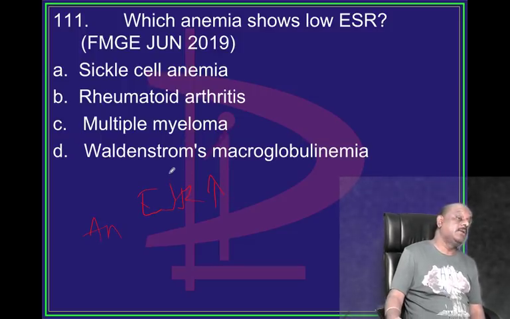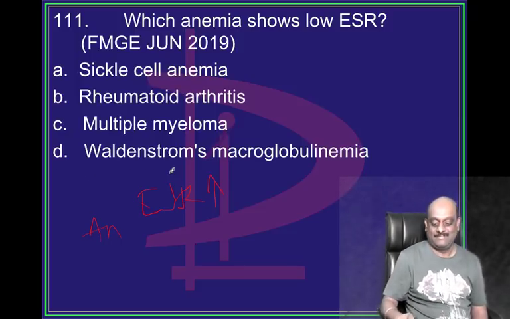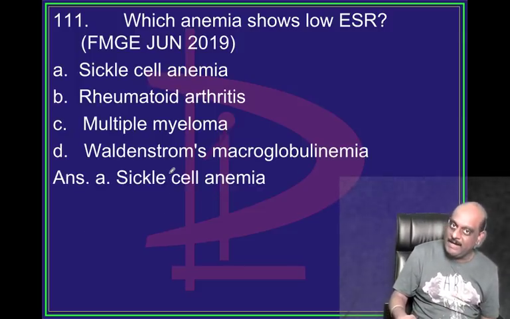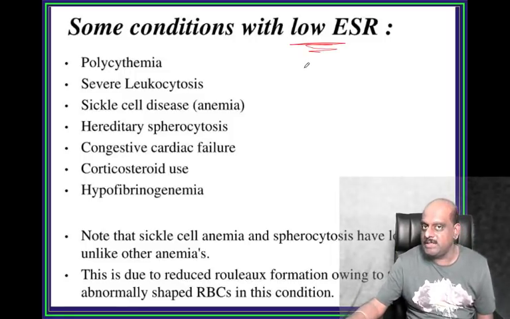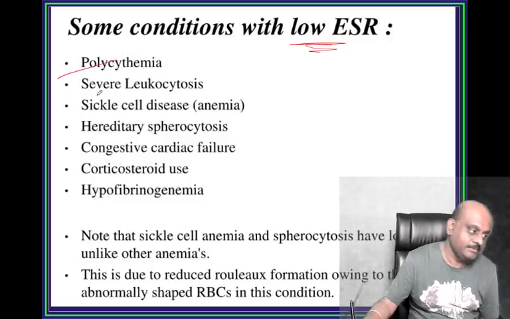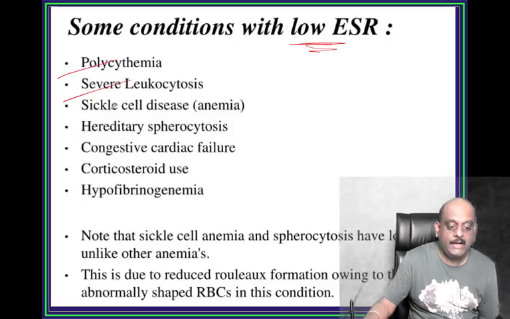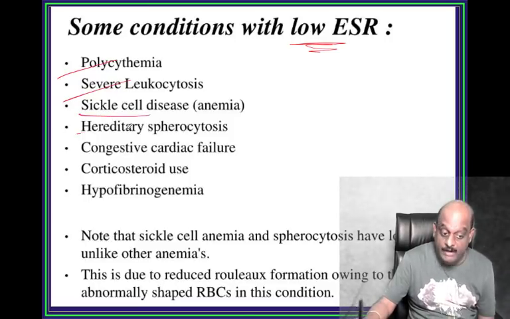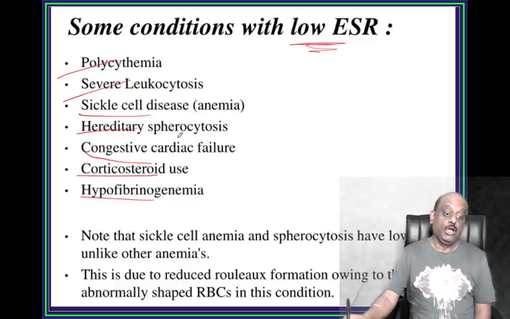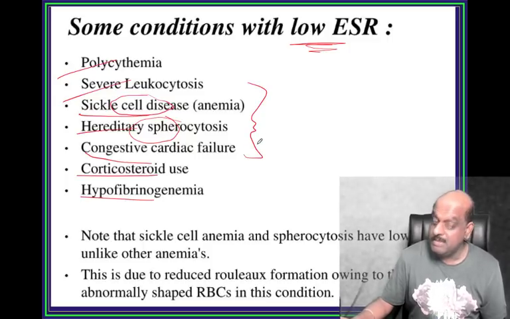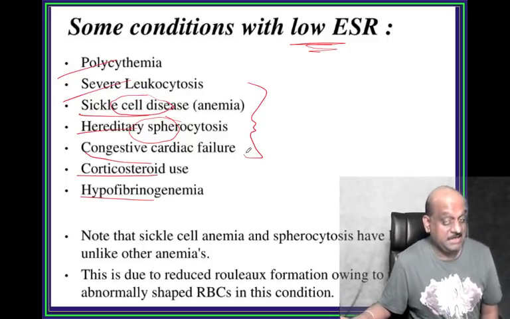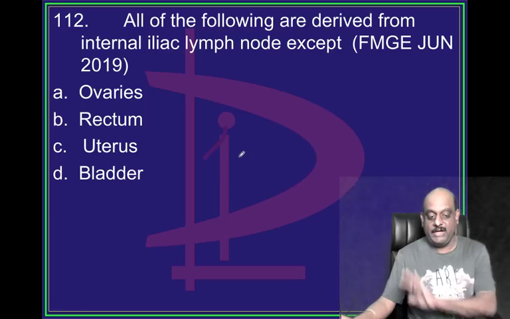Which anemia? ESR is low. Only two anemias: sickle cell anemia and hereditary spherocytosis. So what conditions lead to low ESR? Polycythemia, leukocytosis, then sickle cell disease, hereditary spherocytosis, CHF, corticosteroids, hypofibrinogenemia. So hereditary spherocytosis and sickle cell disease are anemias, but still, instead of a high ESR, they have a low ESR. That is what you need to remember.